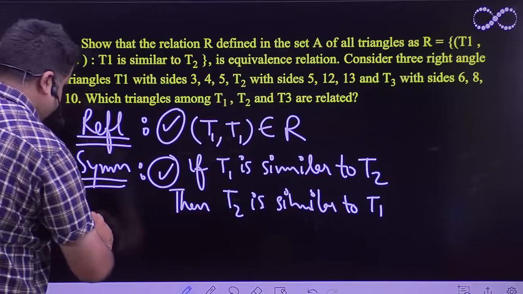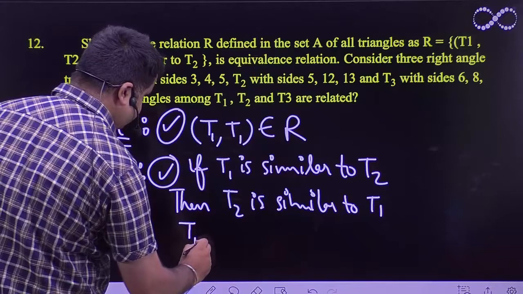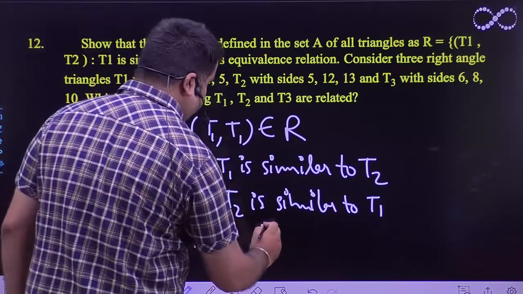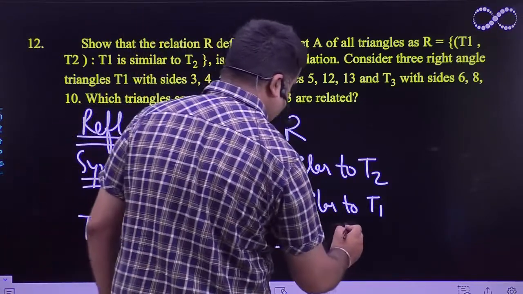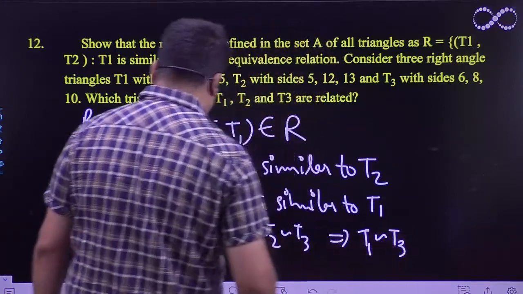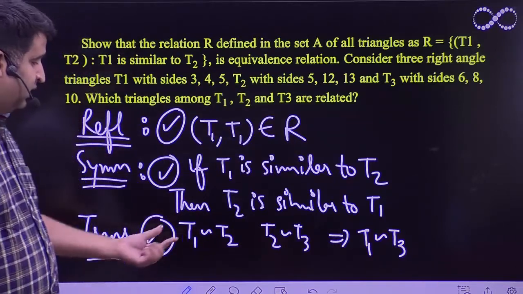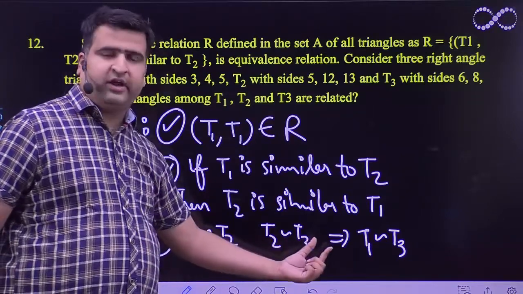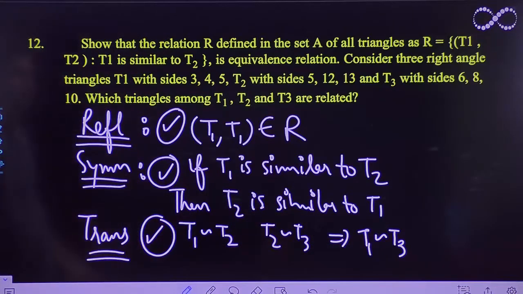Let's check for the transitive property. If T1 is similar to T2, and if T2 is similar to T3, then this implies that T1 is similar to T3. So therefore this will also satisfy the transitive property. If these two triangles are similar, and these two triangles are similar, then all these three triangles are similar to each other. Therefore the transitive property is also satisfied.